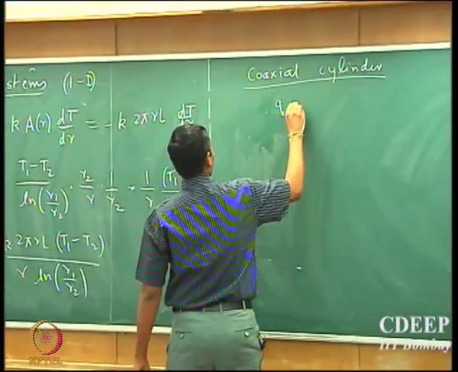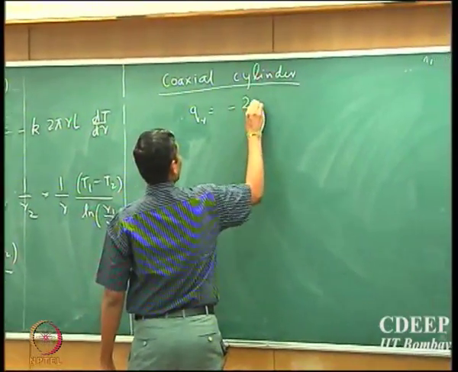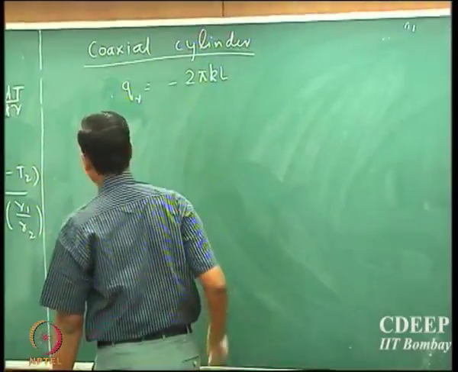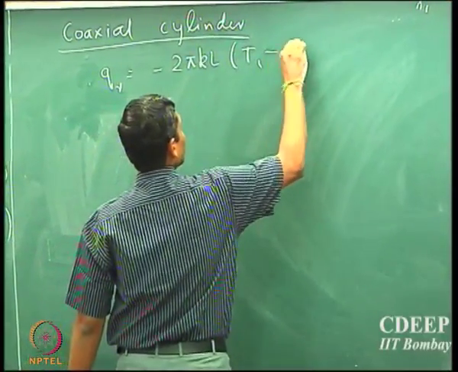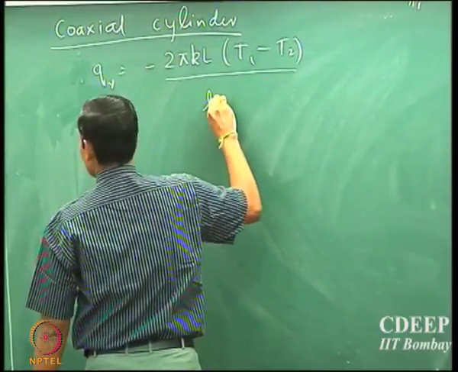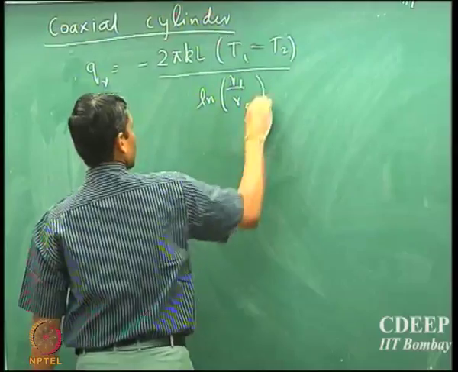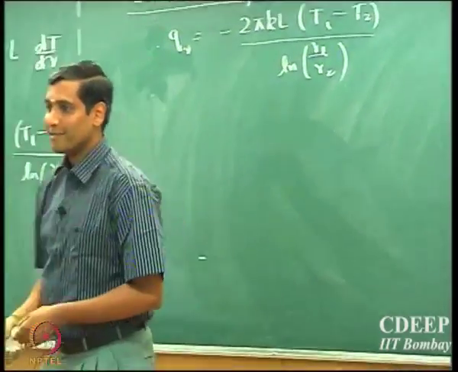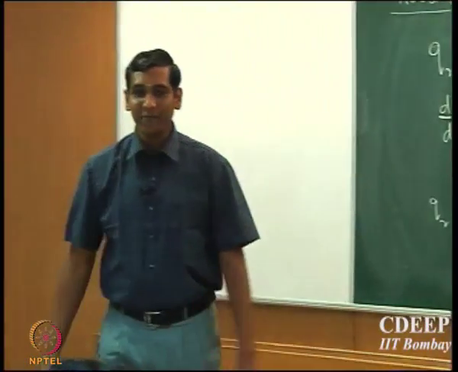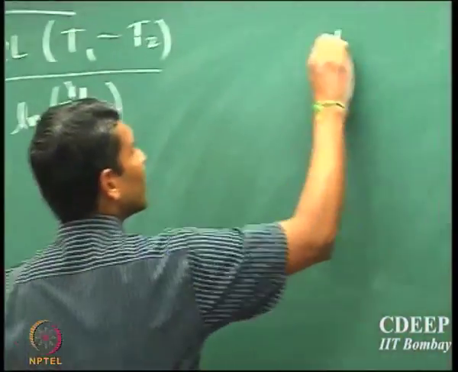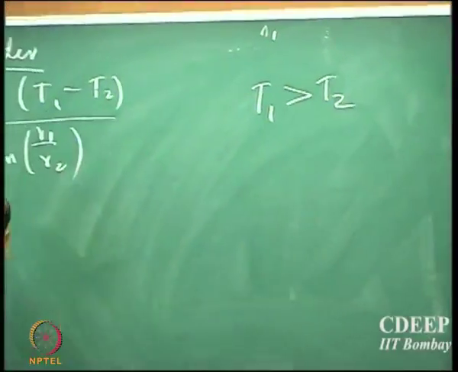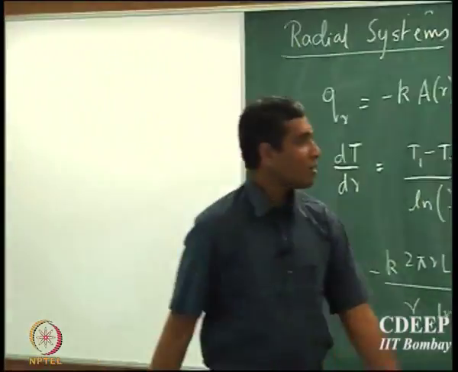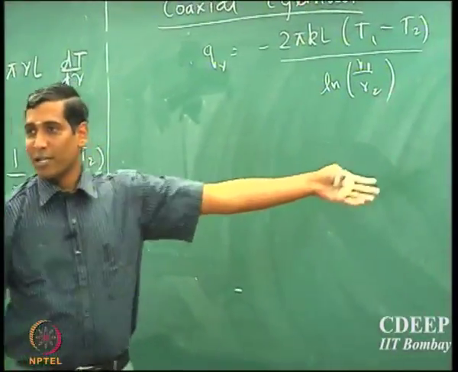So that will be Qr equal to minus 2 pi kL into (T1 minus T2) divided by ln(R1/R2). So why is there a negative sign here? Is the heat transfer rate negative? Supposing I say T1 is greater than T2. R1 is smaller, so ln(R1/R2) is negative. So there is no issue with sign here.